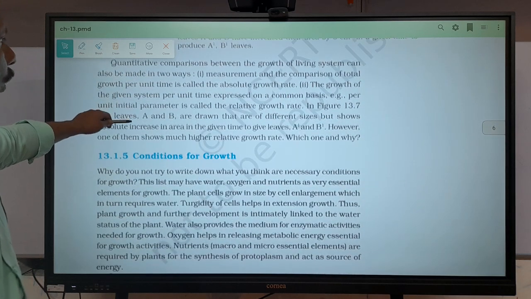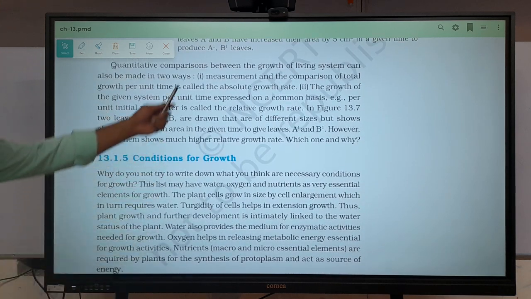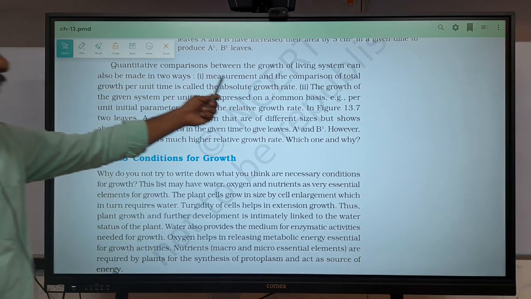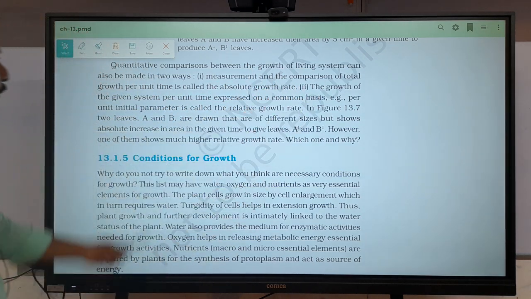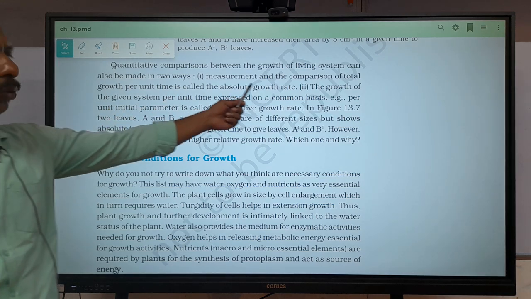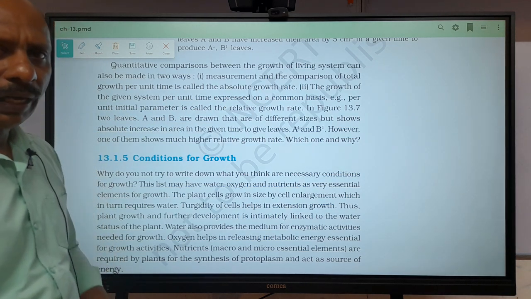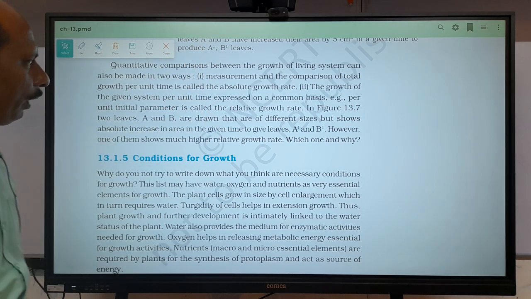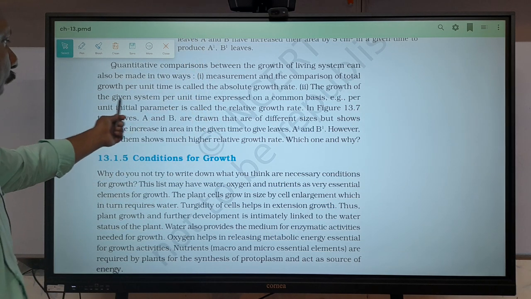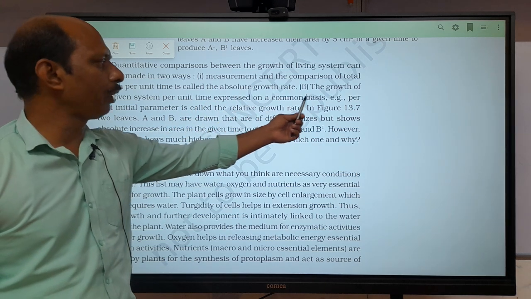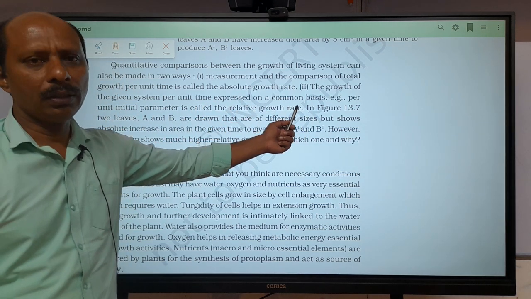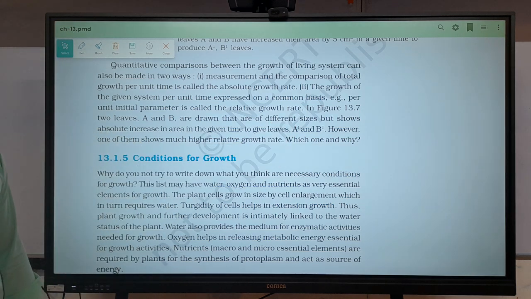Okay. Now here, quantitative comparison between the growth of living systems can be made in two ways. First, measurement and comparison of total growth per unit time is called absolute growth. As here, both leaves have equal growth, that is 5 centimeter only. And the growth of the given system per unit time expressed on a common basis, per unit initial parameter, is called the relative growth rate, and this is 100% and 10%, right?